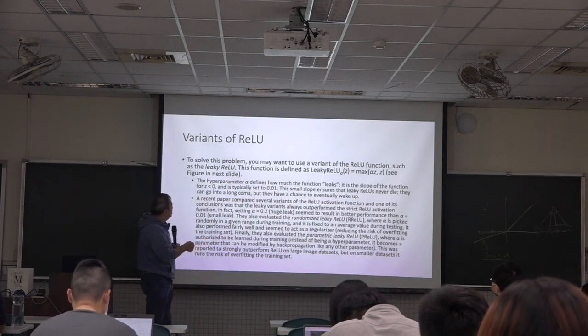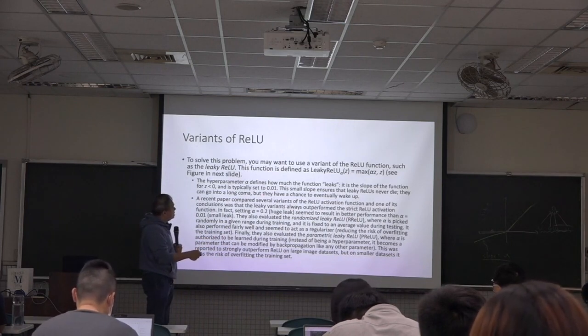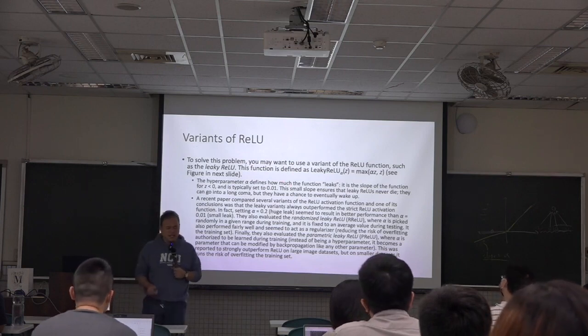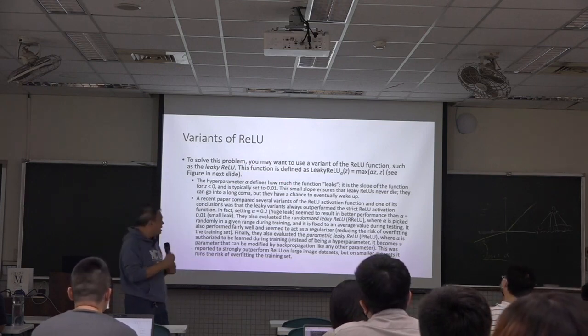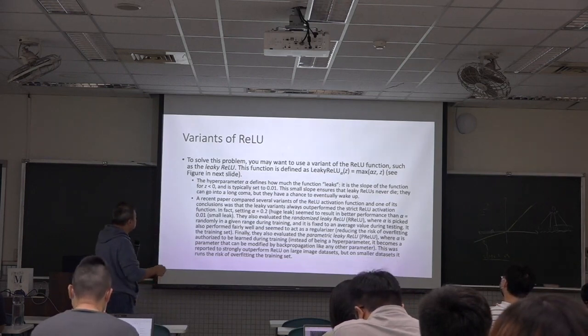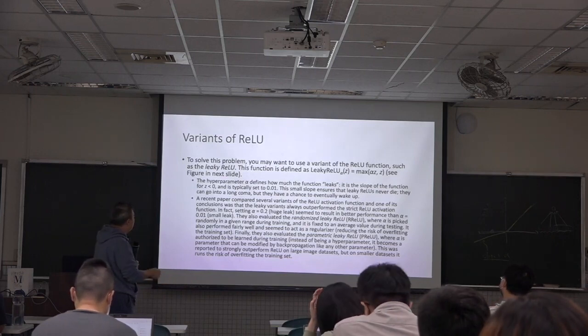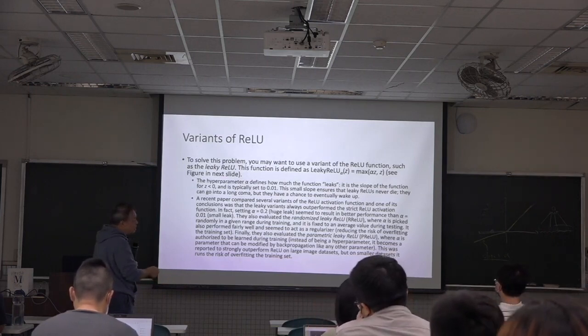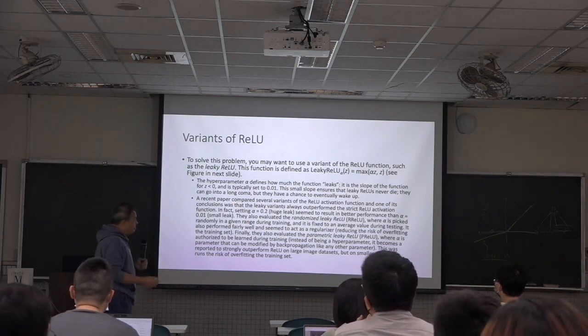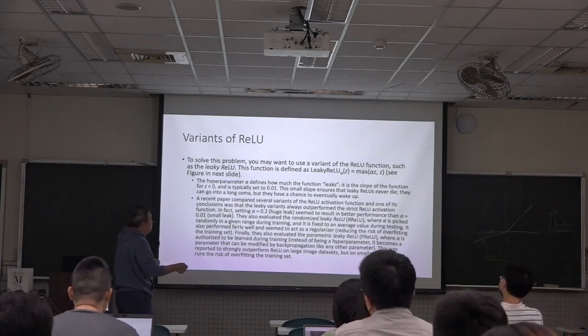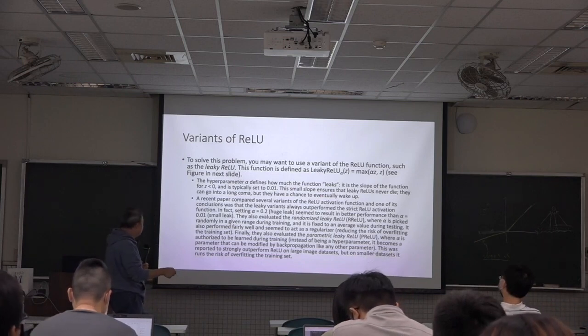This alpha is typically set to be 0.01. Sometimes it can be a different value, but it's always a small positive value, basically. So your leaky ReLU never dies, they may go into a long coma. Coma just means like it's faint. But eventually they will have a chance to wake up.